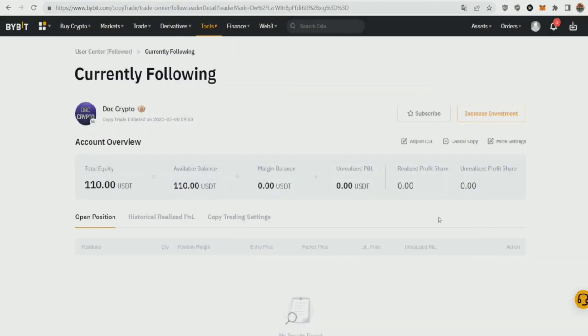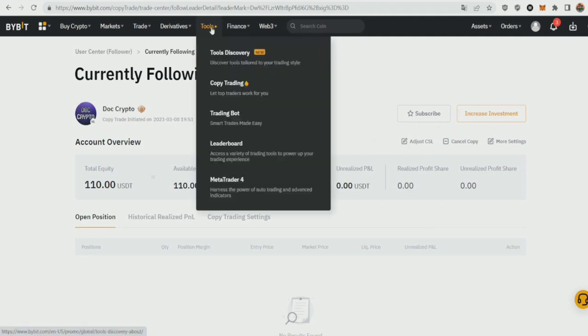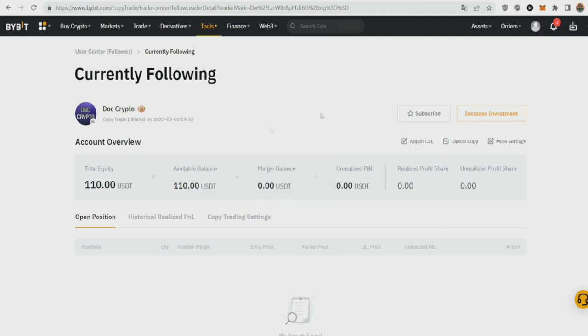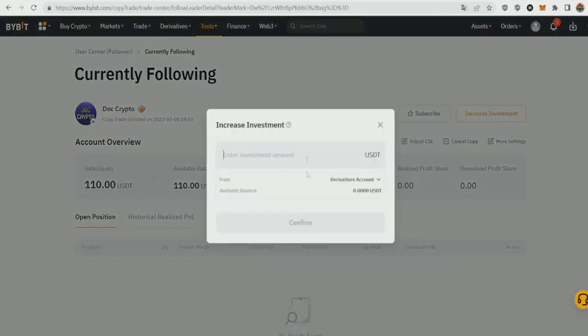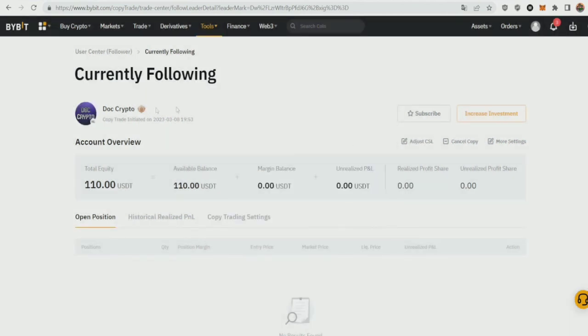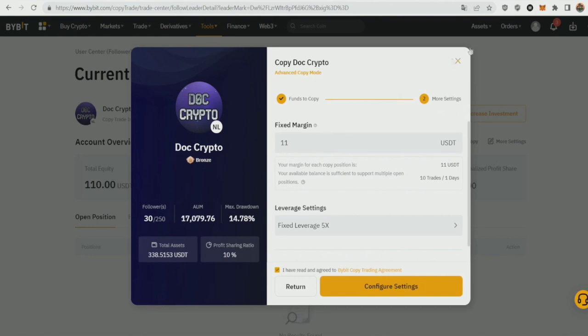Let's say you're really impressed with the master trader and you start out with a low amount and wanted to invest more. Really easy, guys, just go to the master trader the same way we just did, tools, copy trading, top right, master trader, and we click on increase investments, and here you can just add from your derivatives spot account or funding account more money to your master trader. And when you add more money, be sure to go to the settings again and just fix your margin.